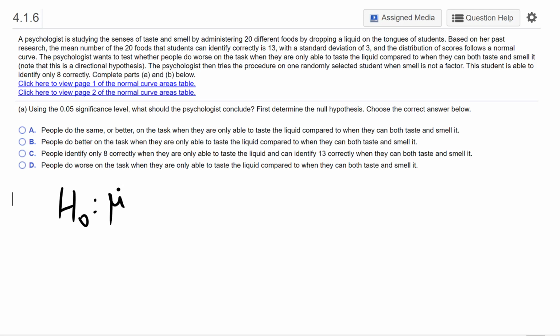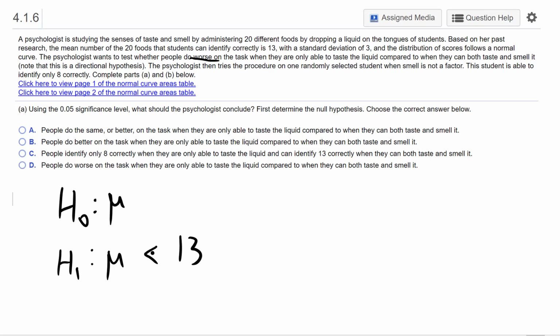So I like writing things symbolically. So that the mean, looking at the mean, and then the alternative, we'll often use HA or H1. I can't remember what this book uses. Again, we're talking about the mean. So the alternative hypothesis is also called the research hypothesis. And right here it says the psychologist wants to test whether people do worse on the task. So she's expecting, without that other sense engaged, that they're going to do less than the mean of 13. They're going to do worse.